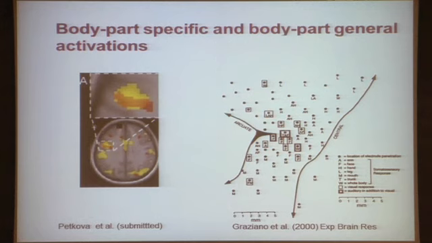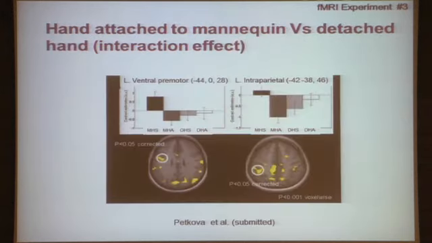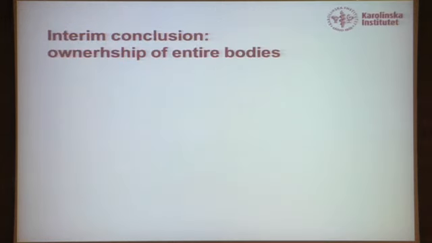A single neuron can respond if your hand is touched, or your belly is touched, or your feet are touched. Or even some neurons, like Graziano described, respond to the whole body. So there also seems to be a convergence of information across body parts. And we think that these responses here could reflect that, and that could be a mechanism for the generalization of ownership to the entire body. Okay, I will move on.